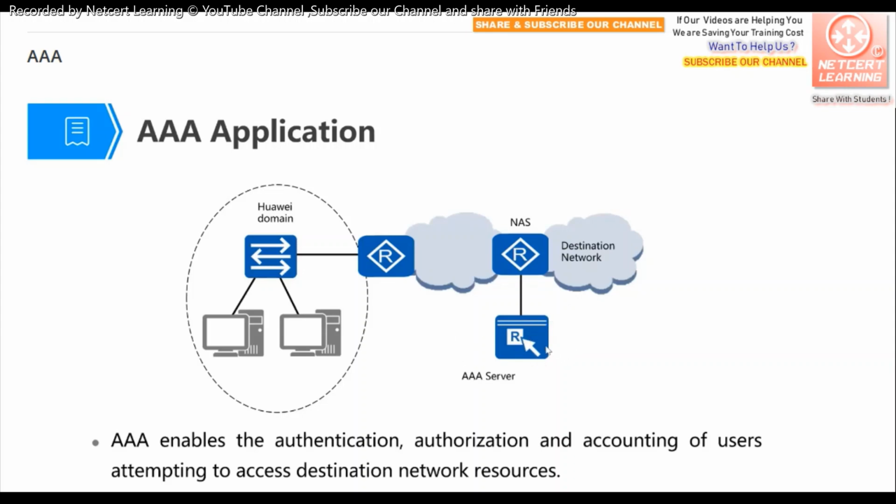So the AAA enables the authentication, authorization, and accounting of users attempting to access the destination network resources. In this destination network, we have some resources, we have some servers. So we can allow some of the users to access the resources, and some of the users are not able to access the resources. So how to achieve this? We can deploy an AAA server so the server can authenticate the users and authorize the users.